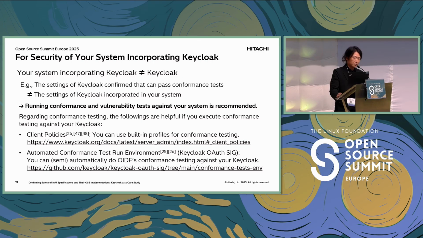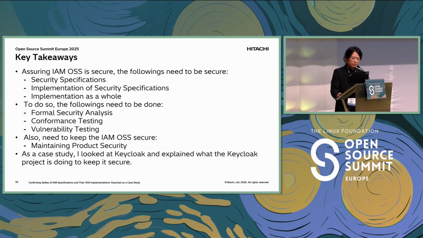Sometimes I hear this question. In the first part of this talk, I mainly talked about how to make IAM OSS secure, as a theoretical part. There are four points: formal security analysis, conformance testing, vulnerability testing, and maintaining product security in its life cycle. And in the last part of this talk, by picking up Keycloak, I described how the Keycloak project does this in practice by following the theory.